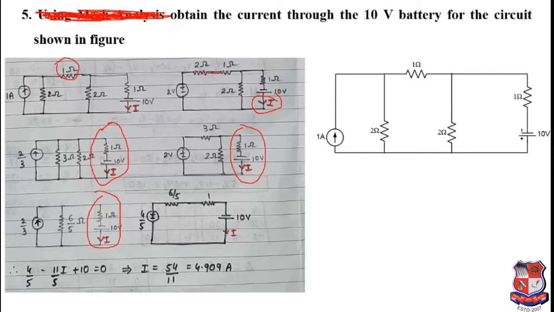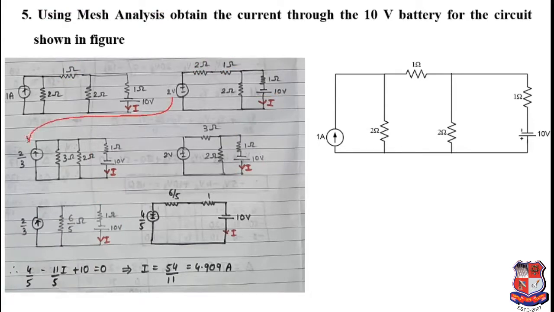Now this 2 ohms is in series with 1 ohm, so you will get 3 ohms, and that 3 ohm is in series with the 2 volt voltage source. So there will be a resistance of 3 ohms. Now, whenever a voltage source is in series with a resistance, it can be replaced by a current source in parallel with the resistance. I have done the same thing over here. This 2 volt voltage source is converted to a current source.